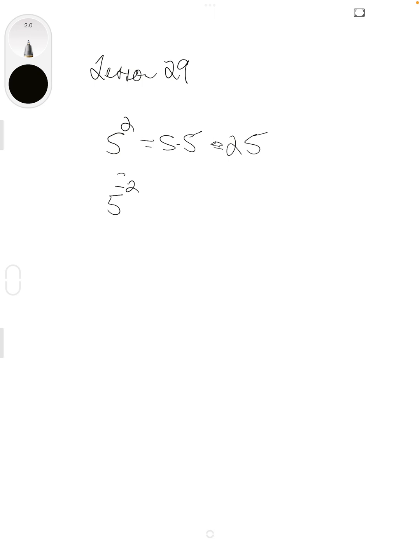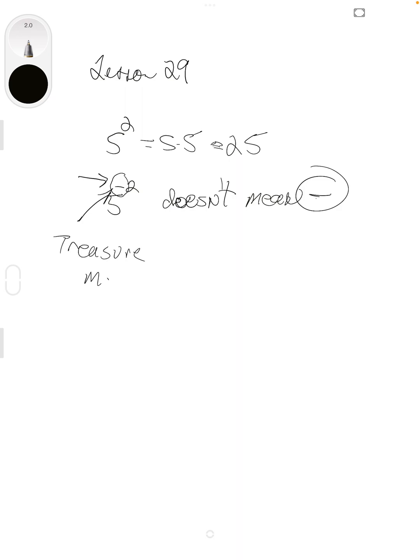If you see a negative number in the exponent, that doesn't, D-O-E-S-N-T, doesn't mean negative, okay? It's a clue. It's a directions. This is like a treasure map, directions in algebra.